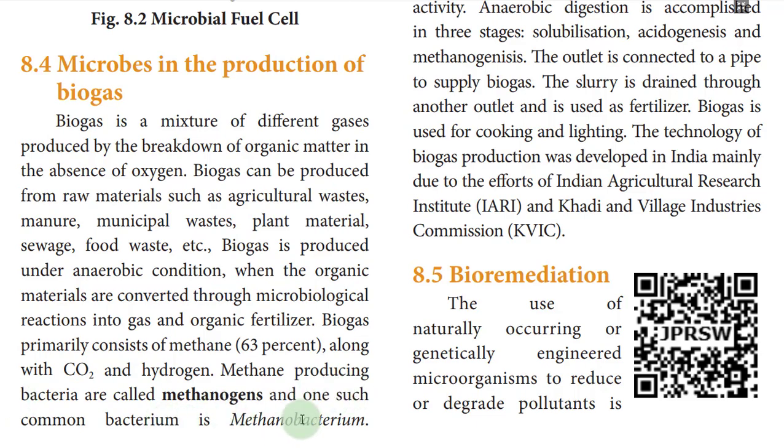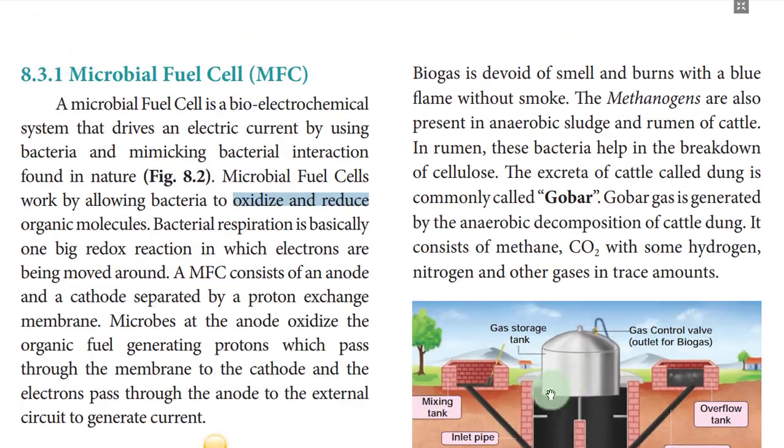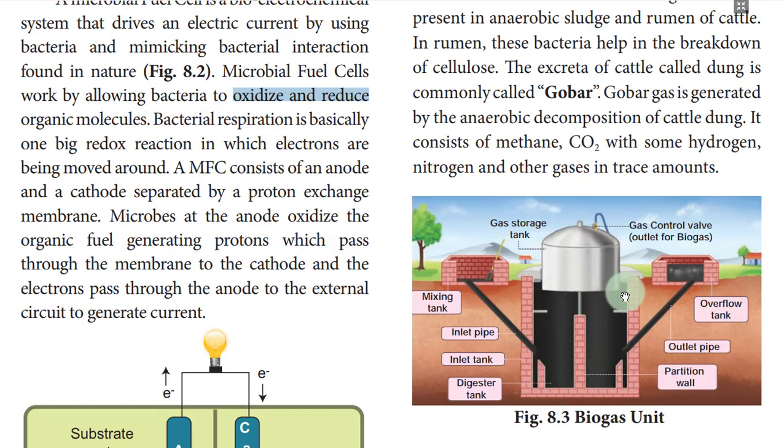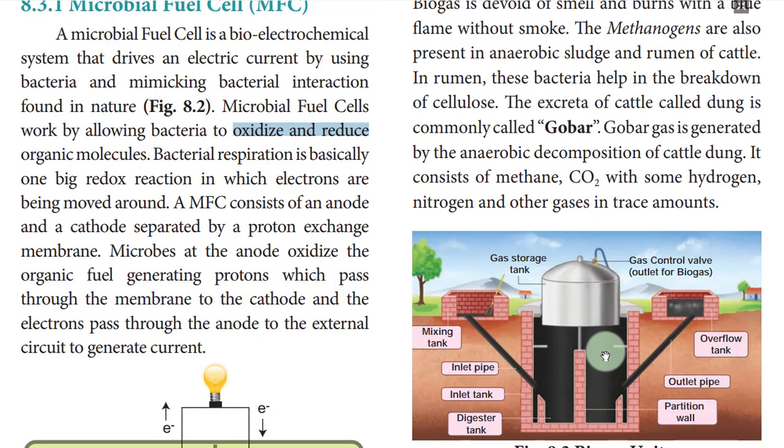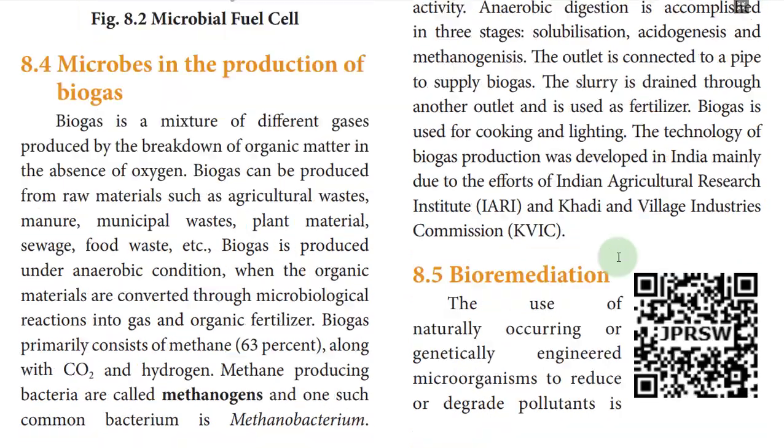For example, we have Methanobacterium. So here what we do, we are using agriculture waste, all the cow dung, the cattle waste, everything will be put into the unit. It will be an underground unit. So this is called gobar gas. After the fermentation, it will produce a gas which is called gobar gas, which consists of methane, colorless. It burns with a blue flame without any smoke in the form of biogas.